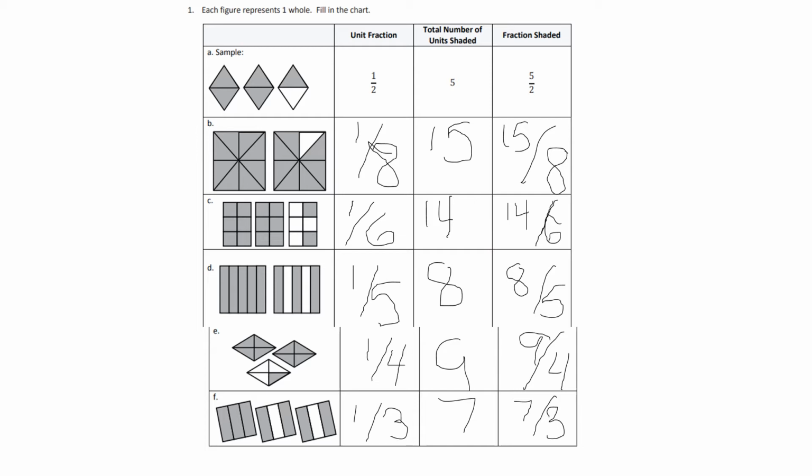For D, we know there's 5 pieces in each square, so the unit fraction is 1/5, and then the total number shaded is 8, and our fraction shaded is 8/5. For E, we see that there are 4 pieces in each diamond, so it's 1/4. 9 of those are shaded, and our fraction shaded is 9/4. And for those last squares, there are 3 pieces in each one, so our unit fraction is 1/3. Our total number of pieces shaded is 7, and our fraction shaded is 7/3.